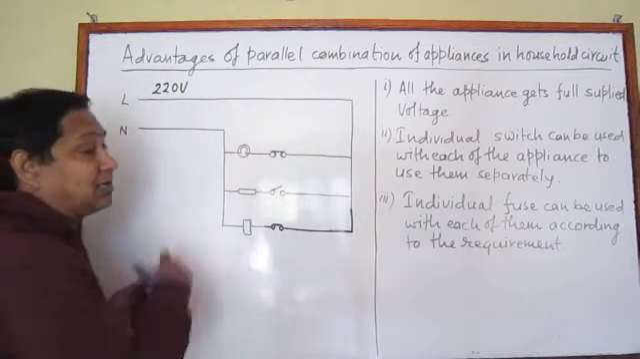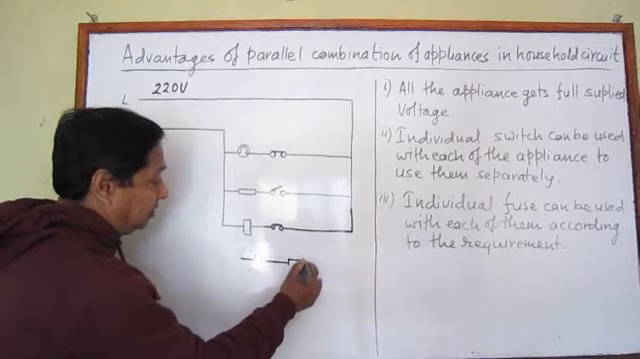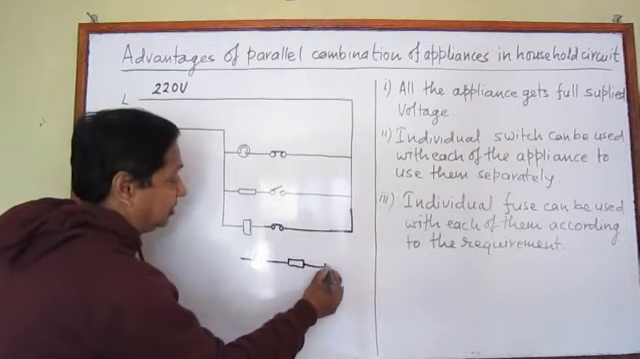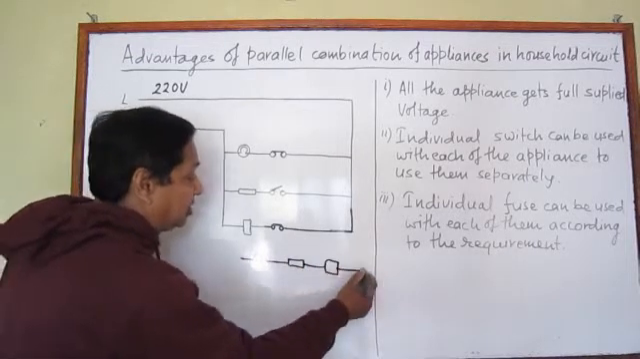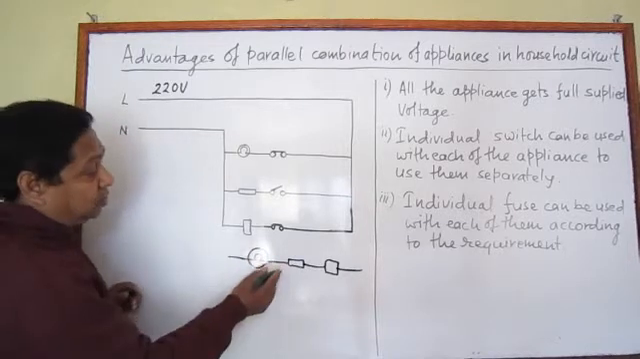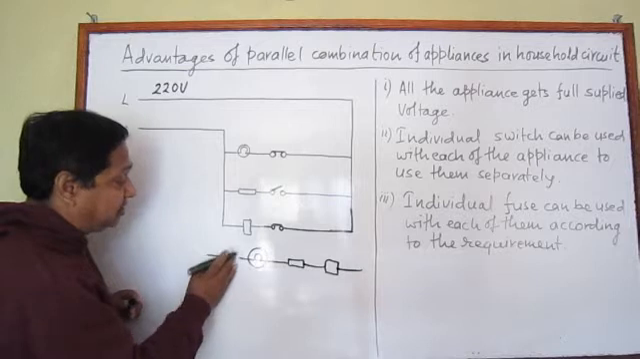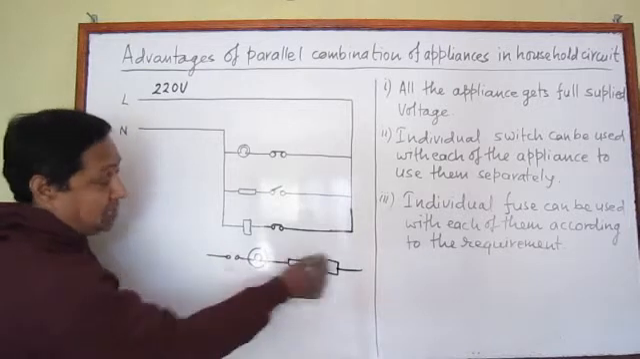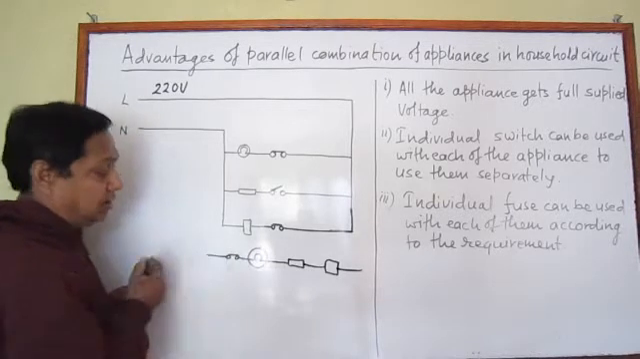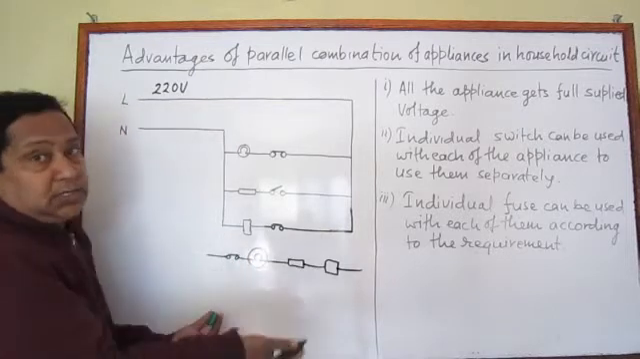If they were connected in series like this, bulb, tube light, heater, if they were connected in this way in series, then what happens? If a switch is placed in the circuit, whether I am taking the switch at this place or at any other place, if the switch is on, all of them work. If the switch is off, all of them don't work.